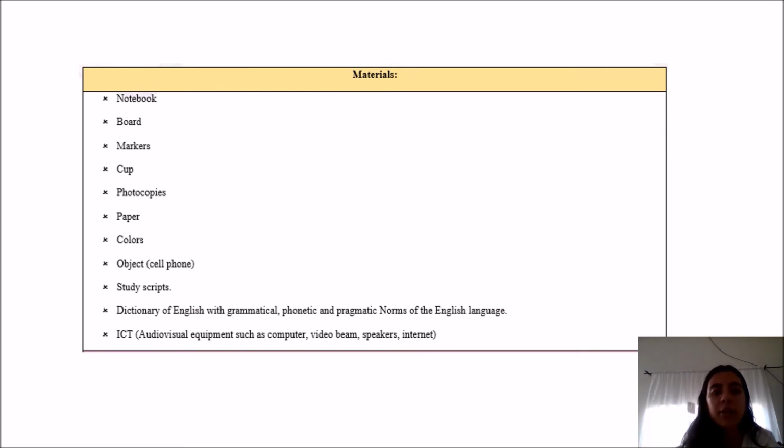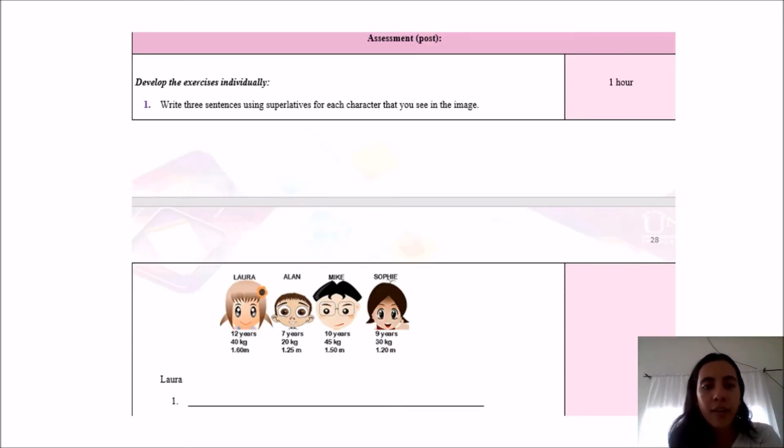The materials are notebook, board, markers, cup, photocopies, paper, color, object that is a cell phone, study scripts, dictionary of English, and ICT that is computer, video beam, speakers, and internet. Here we have the assessment where the students must develop 5 relatively short exercises that help them deepen their language knowledge and clarify doubts.